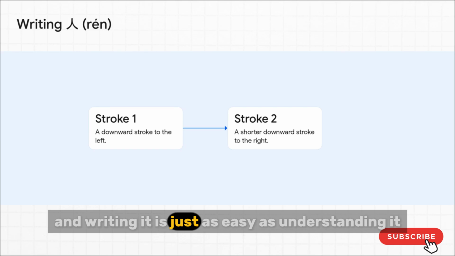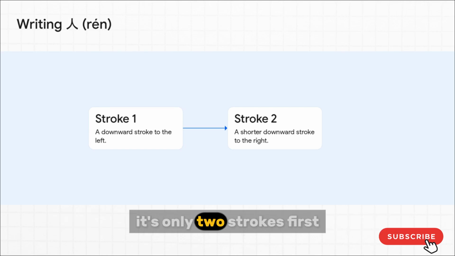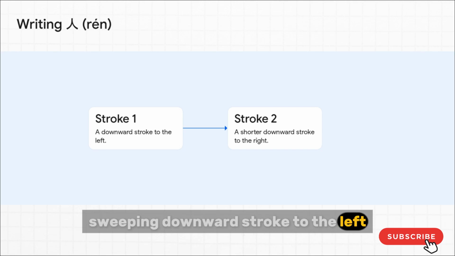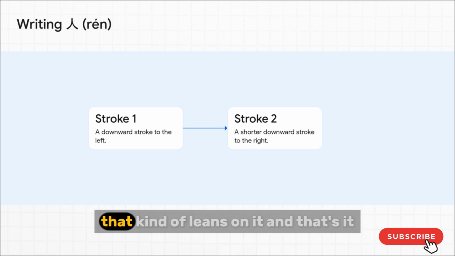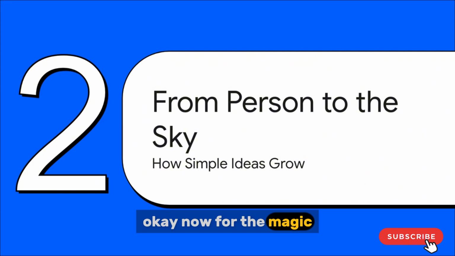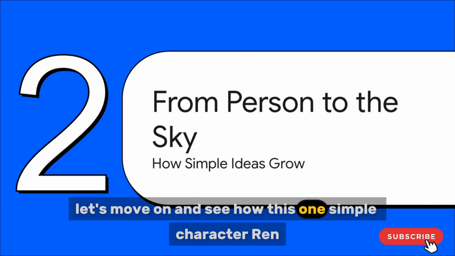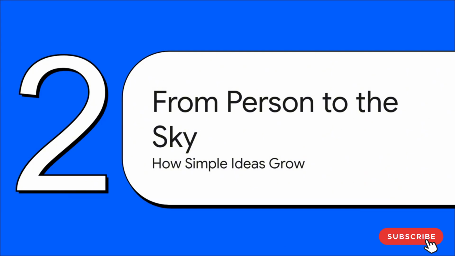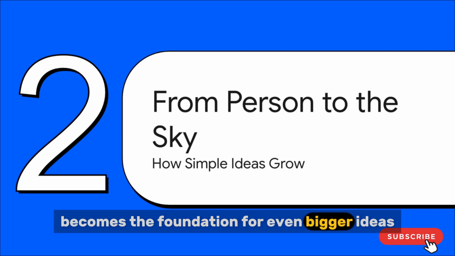And writing it is just as easy as understanding it. It's only 2 strokes. First, you've got this long, sweeping downward stroke to the left, and then a shorter one to the right that kind of leans on it. And that's it. You've just written person. Okay, now for the magic. Let's move on and see how this one simple character, ren, becomes the foundation for even bigger ideas.